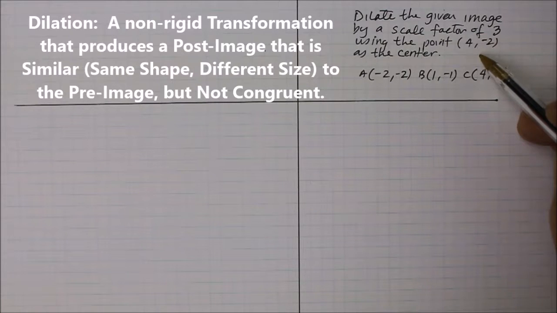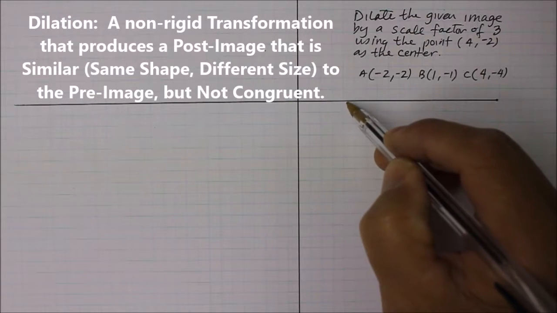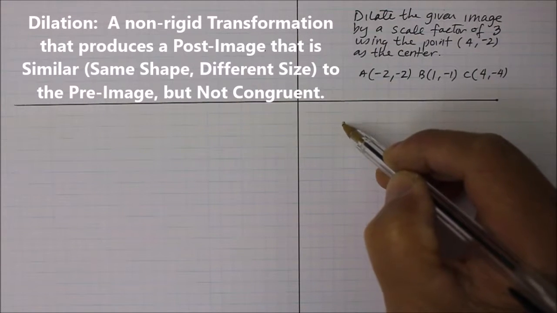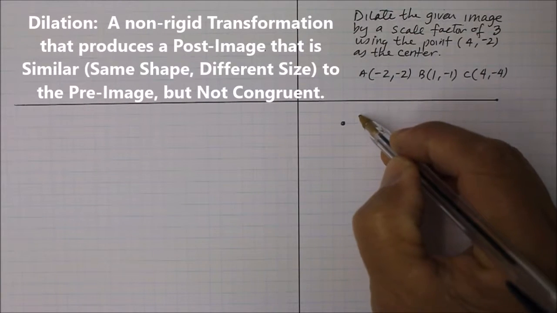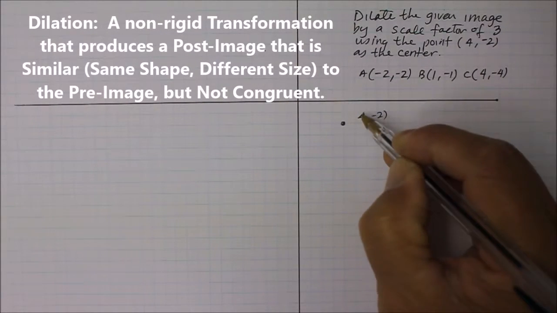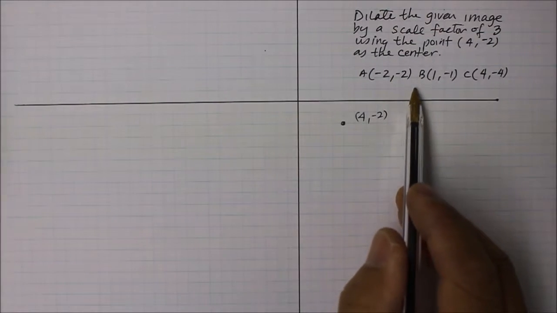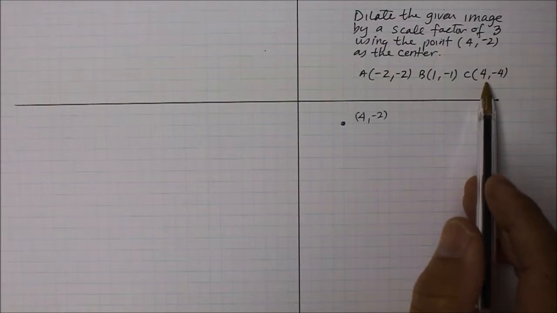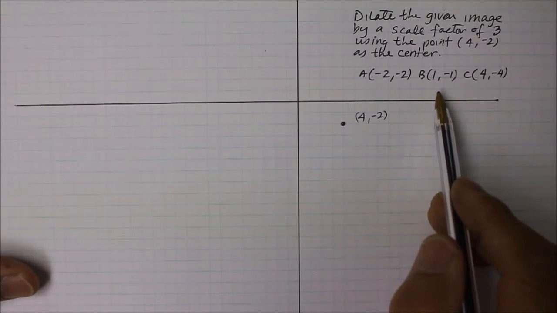This is a center that is not the origin. In this case, it's at 4 and negative 2. So that's 1, 2, 3, 4, 1, 2. This is the point which indicates the center. So 4 and negative 2. And now we're going to plot these coordinates, these vertices, and enlarge it by a scale factor of 3. So let's go and plot those.